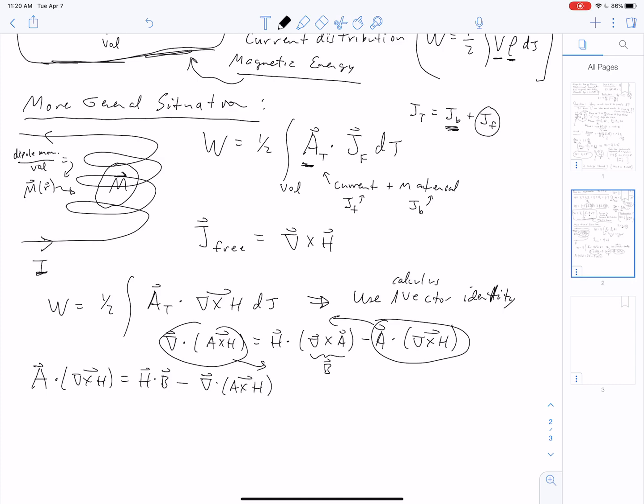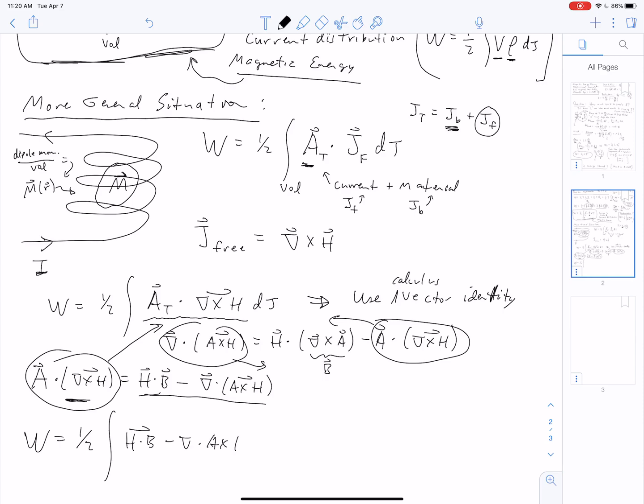Okay, so that's just a little vector identity that we derived, but now that we've derived it, we can plug it in because we see that this is the same as this. So what we'll do is replace this with this in this equation. So now we see that the work to ramp up the current is 1/2 times the integral of this mess, which is H dot B minus del dot A cross H. And that's integrated, remember, over volume.